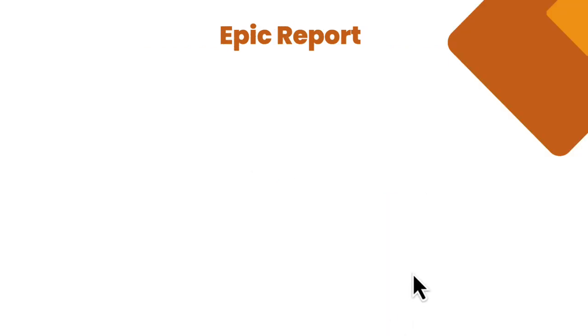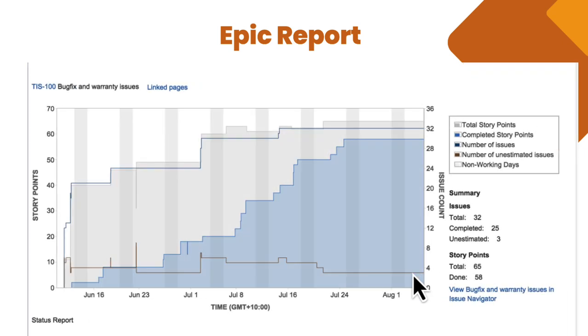Next is the epic report. Epic reports show progress towards completing an epic, with a focus on the amount of work remaining. The epic report shows a list of complete, incomplete, and unestimated issues in an epic. It is particularly useful in planning work for an epic that may extend over multiple sprints. Use the epic report to understand the progress towards completing an epic over time and to track the amount of work remaining that's incomplete or unestimated.